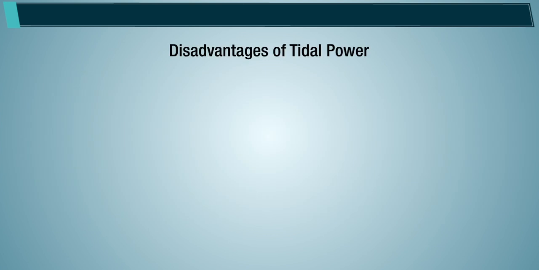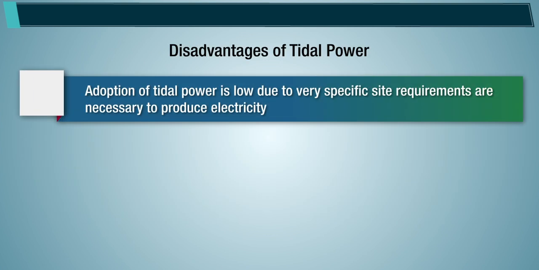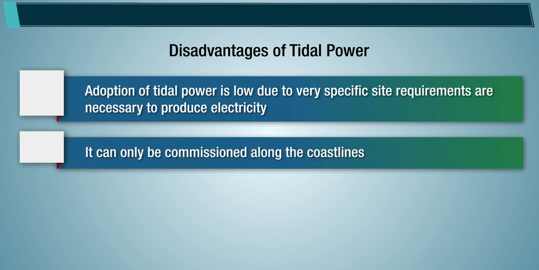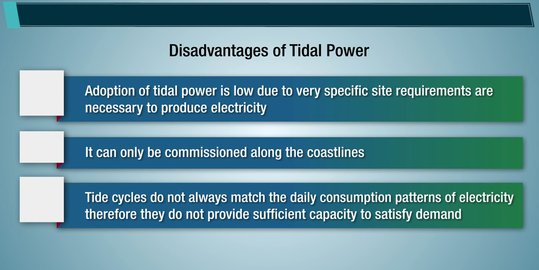Disadvantages of tidal power: adoption of tidal power is low because very specific site requirements are necessary to produce electricity. It can only be commissioned along the coastlines. Tidal cycles do not always match the daily consumption patterns of electricity, therefore, they do not provide sufficient capacity to satisfy demand.